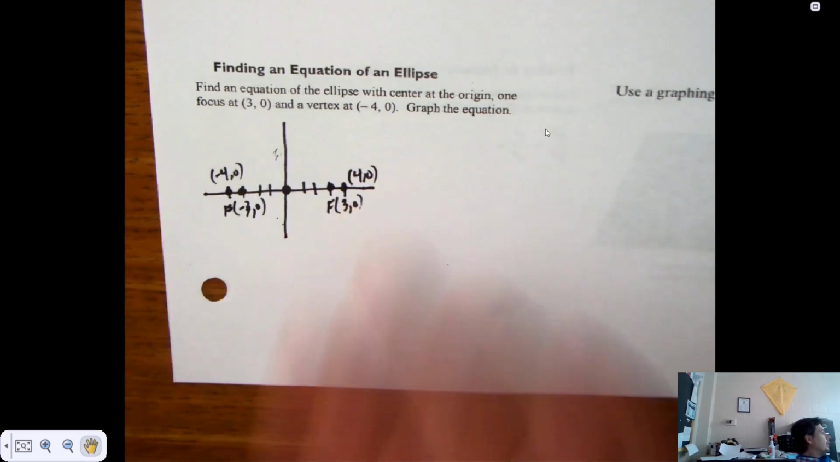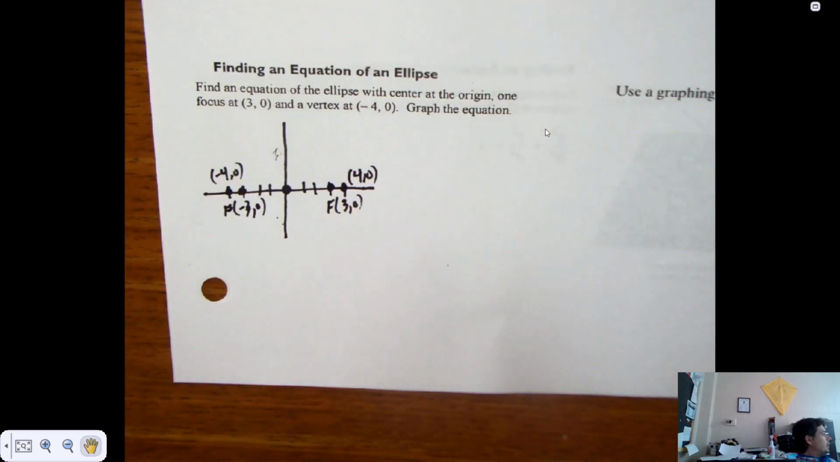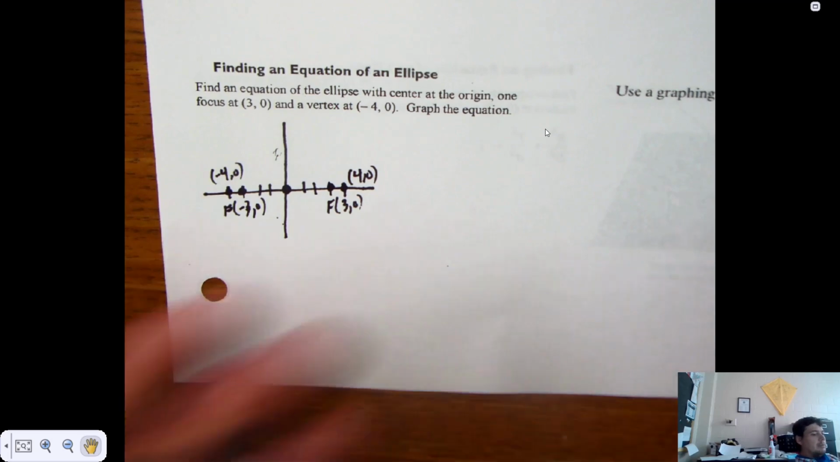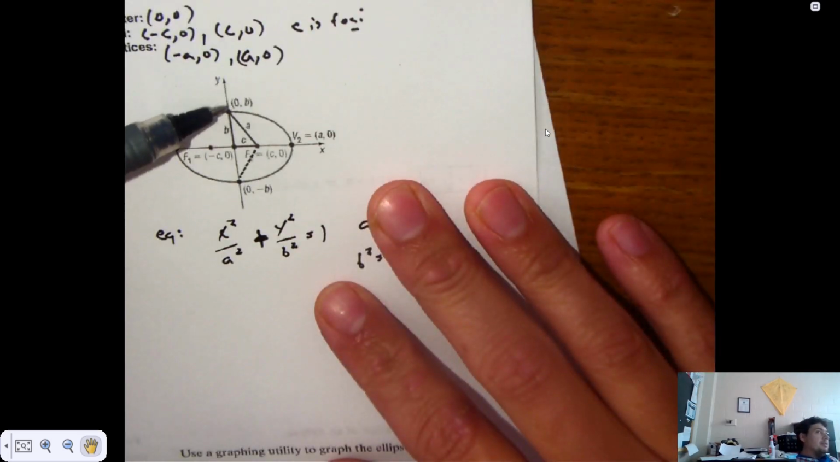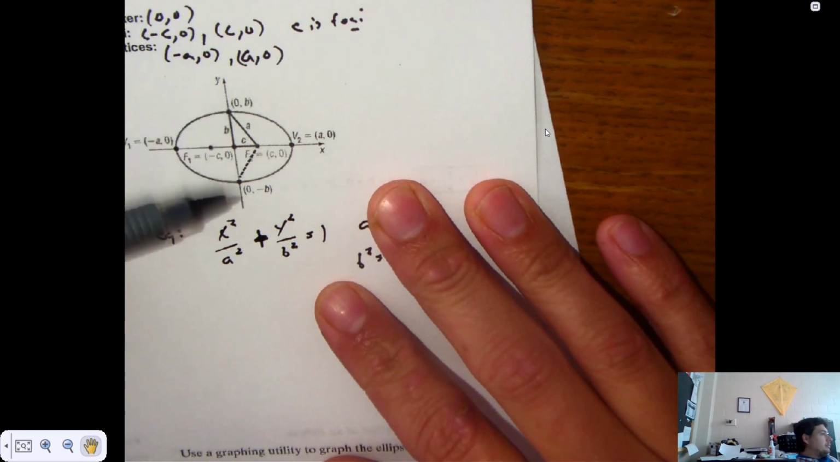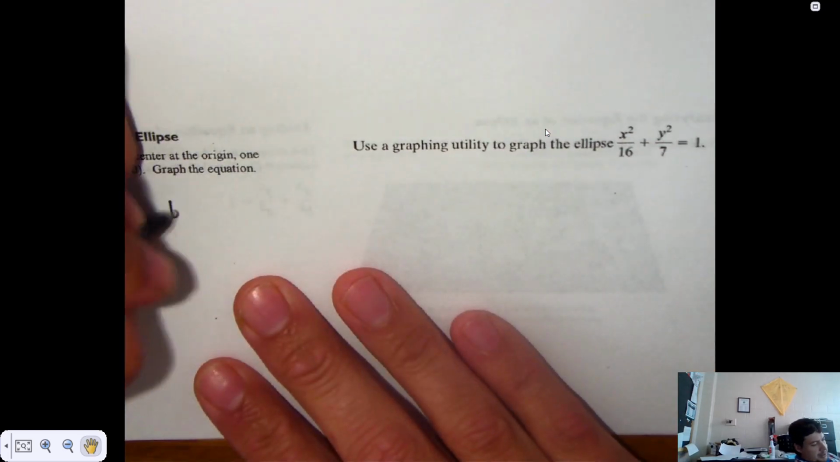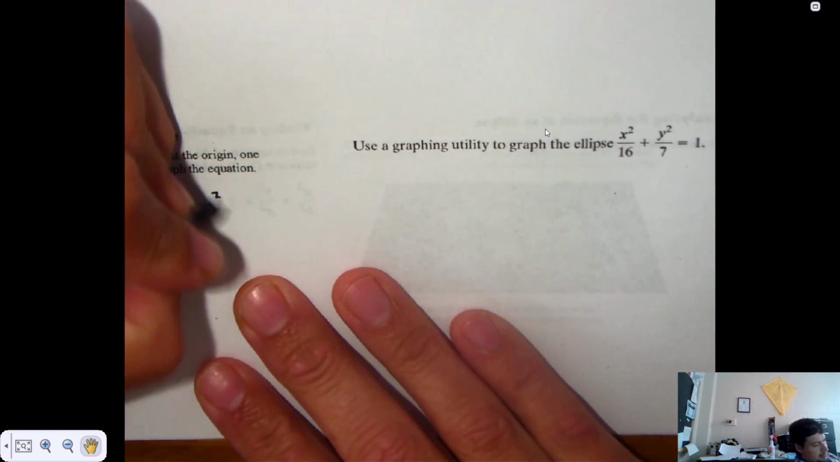It's cool, there's a formula for that. What's it say b squared is? Yeah, and I'm talking about that because if you'll notice how these vertices are labeled, 0, b and 0, negative b, that's how I get the other vertices. So I just use this formula. B squared is a squared minus c squared.